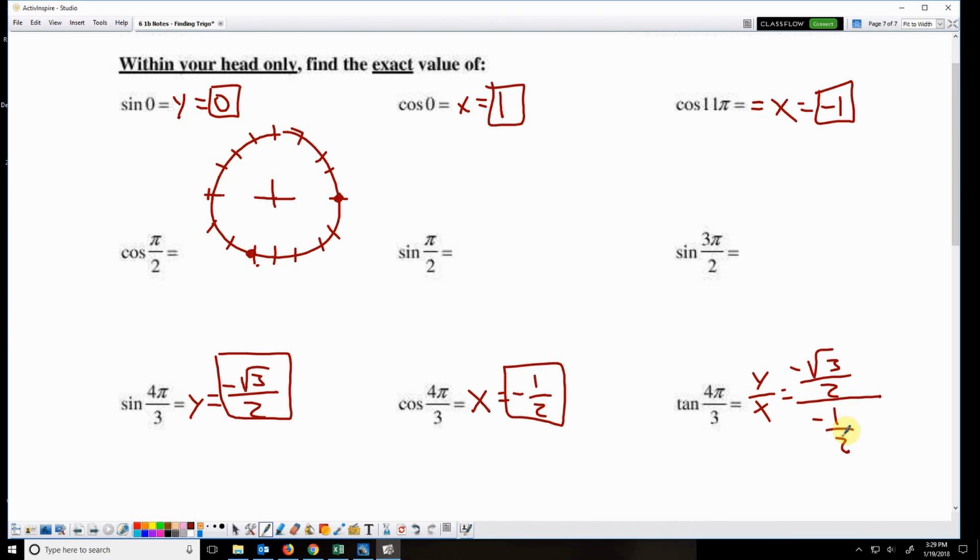And just like we had on the front page, if I was to multiply the outer and then the inner, I would have a 2 in the numerator and the denominator. So when both of these are 2, we can just cancel them out. And a negative over a negative is a positive. So we get root 3.